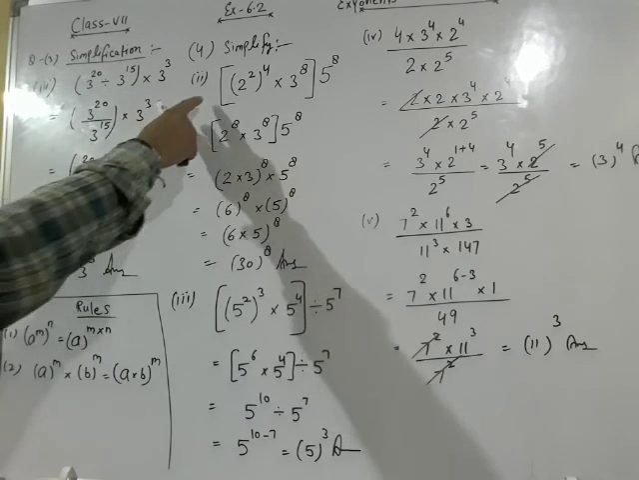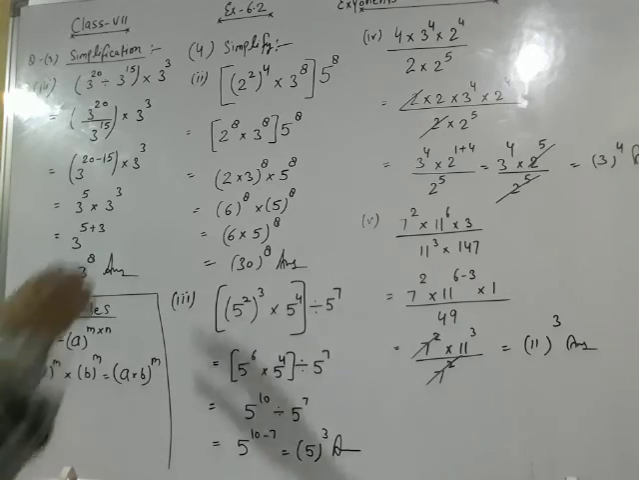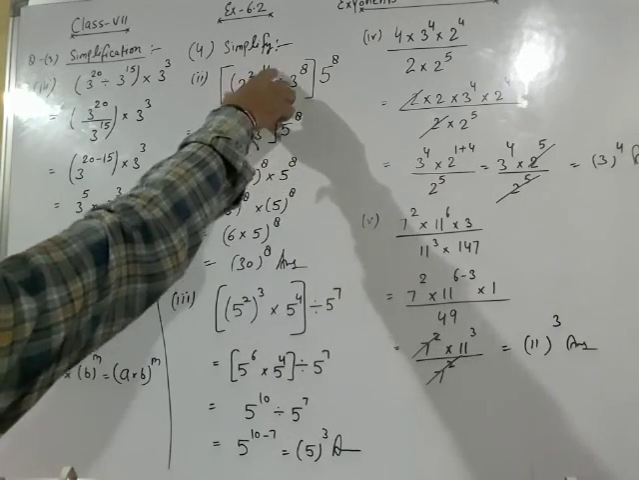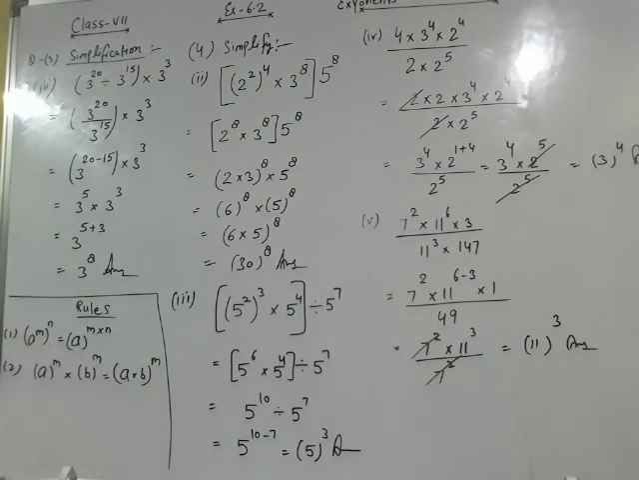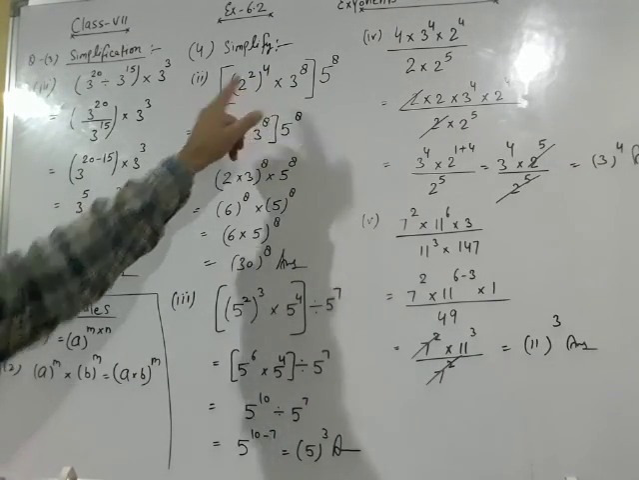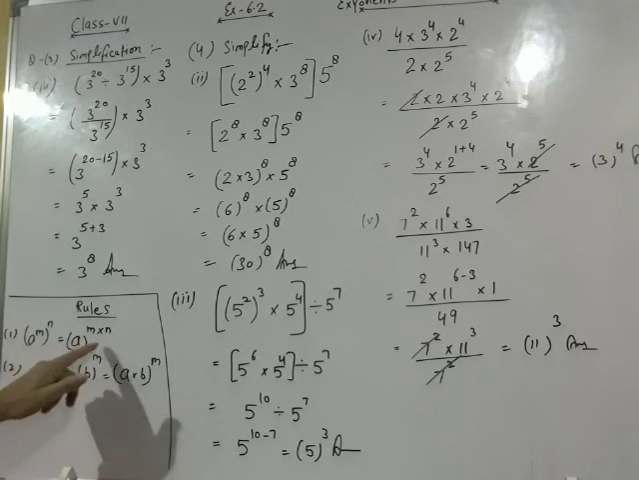So we start with the second part. The first part I am giving you in your homework. 2 raised to the power 2 whole power 4 multiply 3 raised to the power 8 into 5 raised to the power 8. Here we will apply this rule: a raised to the power m whole power n will become a raised to the power m into n.